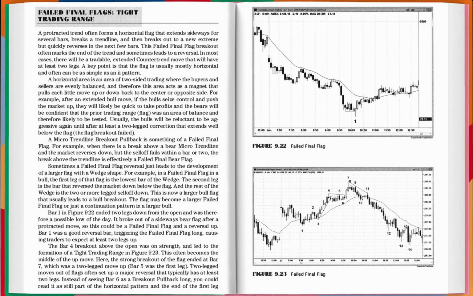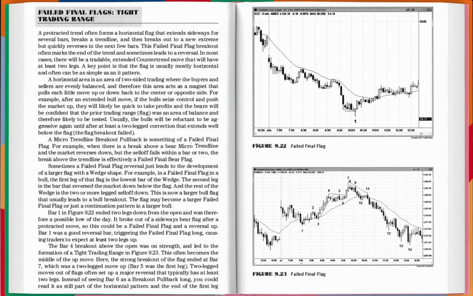Failed final flags, tight trading range. A protracted trend often forms a horizontal flag that extends sideways for several bars, breaks a trend line, and then breaks out to a new extreme but quickly reverses in the next few bars. This failed final flag breakout often marks the end of the trend and sometimes leads to a reversal. In most cases, there will be a tradable extended countertrend move that will have at least 2 legs.